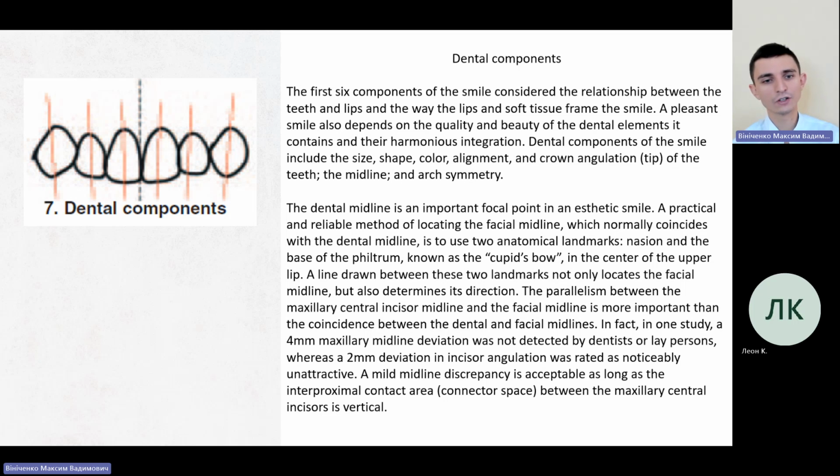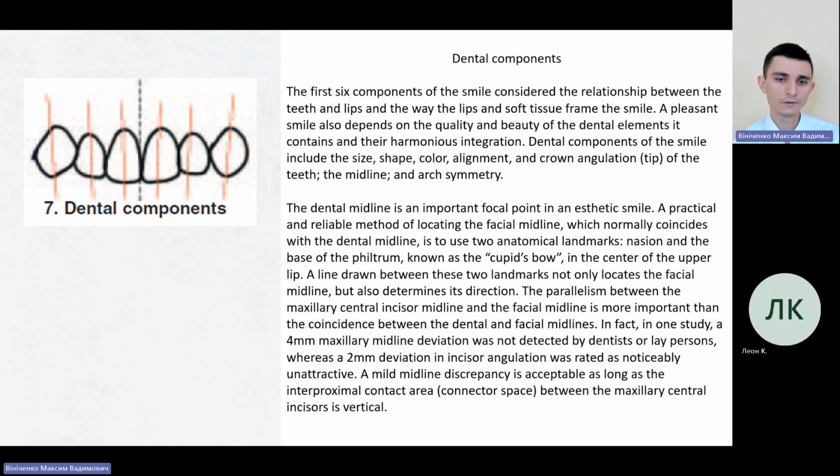A practical and reliable method of locating the facial midline, which normally coincides with the dental midline, is to use 2 anatomical landmarks, the nasion and the base of the philtrum, known as the Cupid's bow in the center of the upper lip. A line drawn between these 2 landmarks not only locates the facial midline, but also determines its direction.